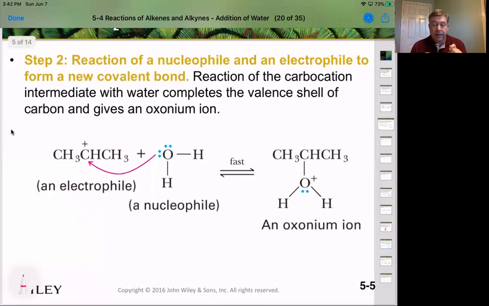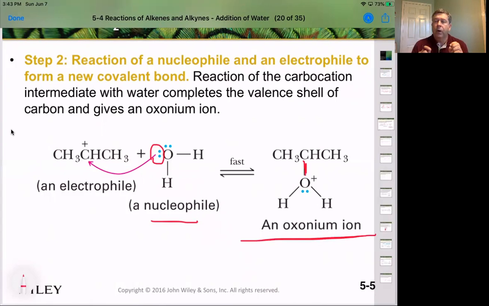So the next thing that can happen is our carbocation can now act as an electrophile, or as a Lewis acid, and accept a pair of electrons from the Lewis base. In this case, the Lewis base, or nucleophile, is water because it has a lone pair for it to bond to. And so when it reaches out and grabs and forms that new sigma bond, we end up with a charged species, this oxonium ion.